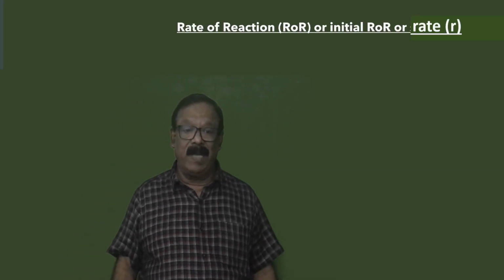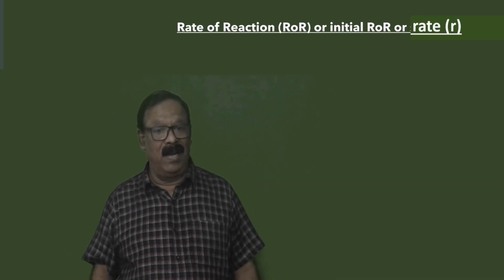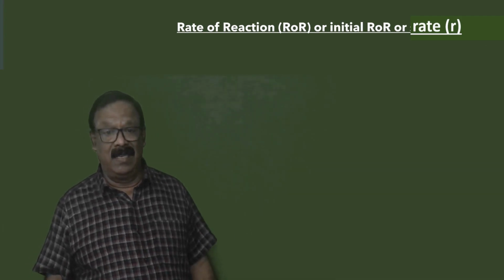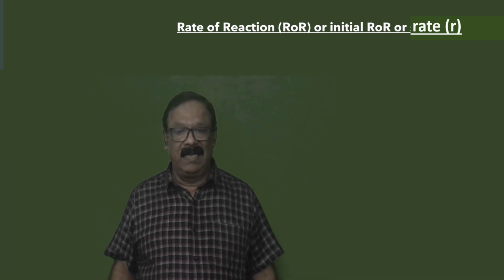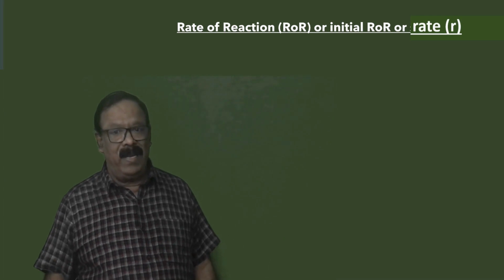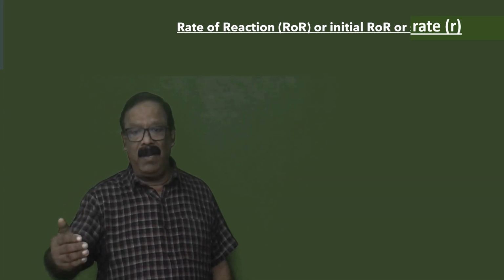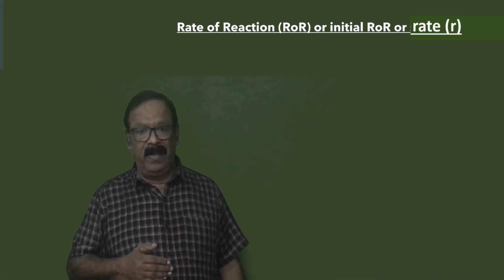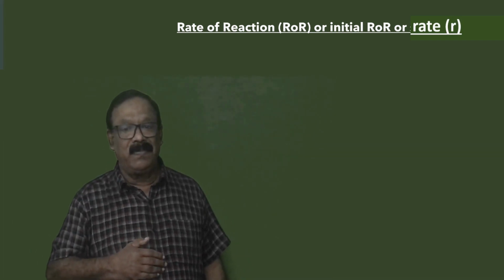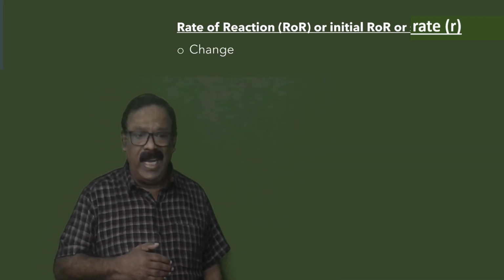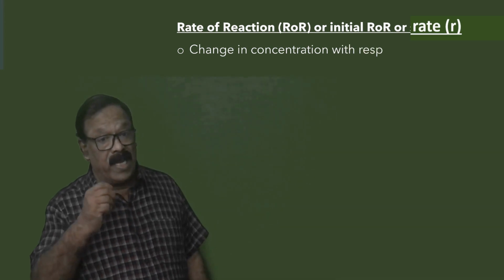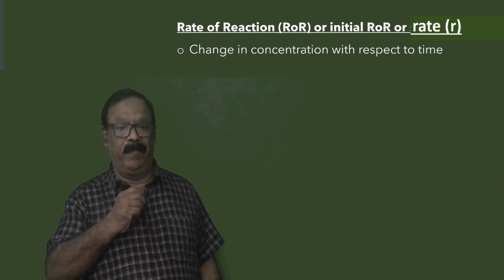Here we are studying different terms, and the first term that you are studying is the rate of reaction. Rate of reaction is written sometimes as ROR, or sometimes it is mentioned as initial rate or simply rate. And the symbol used is R. Speed is the change in variable with respect to time. Here the variable is concentration. So rate is the change in concentration with respect to time.